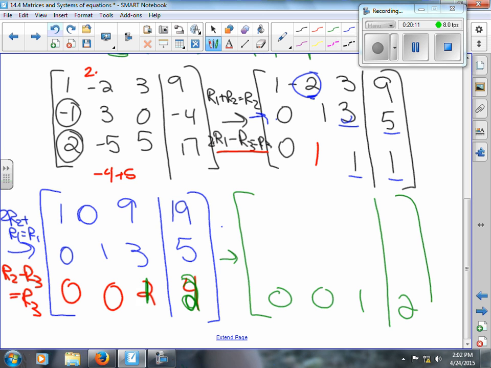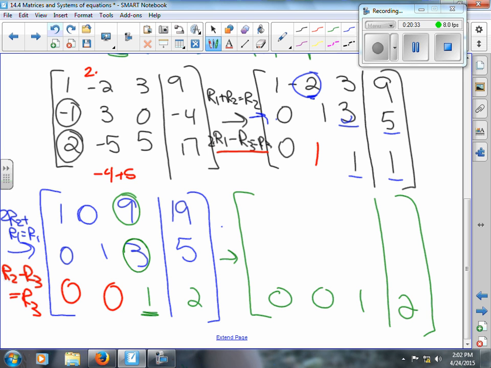Some people do this as its own step. Some people just see it, erase it, and write in the 1, 2. That's going to be way easier to work with. So now I'm going to take this 1 here and make these 2 zeros. Then I'll be in perfect reduced row echelon form, having performed Gauss-Jordan elimination.